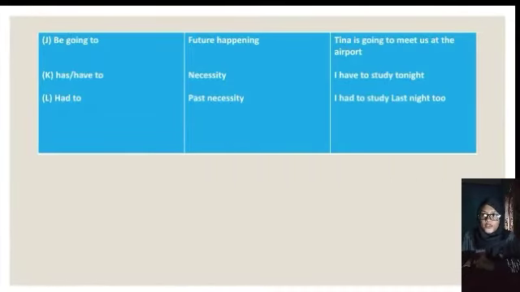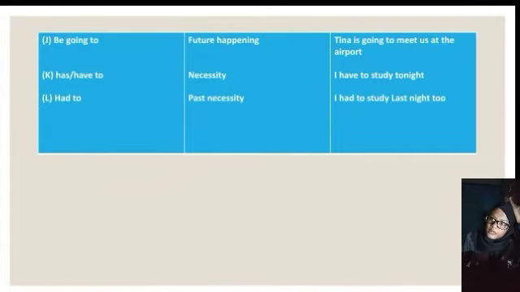So we can use be going to for future happening, and the example is Tina is going to meet us at the airport. And next, there is have or has to. We can use have or has to for necessity, and the example is I have to study tonight. And the last, there is had to. We can use had to for past necessity, and the example is I had to study last night too.